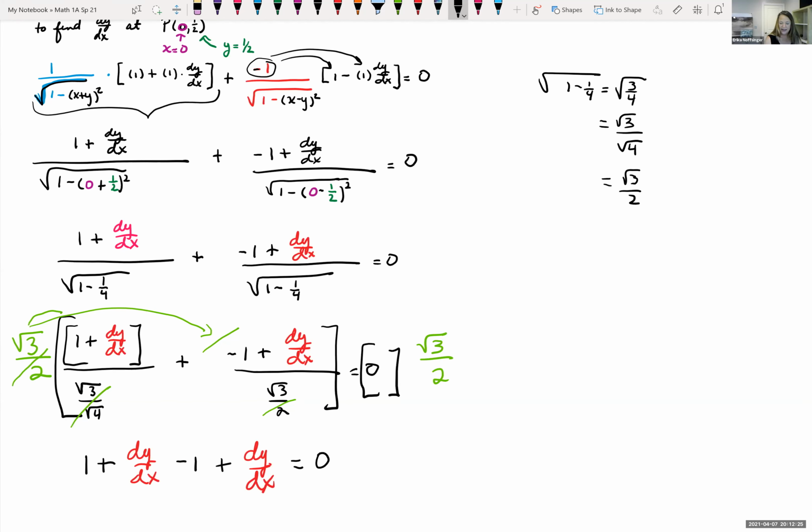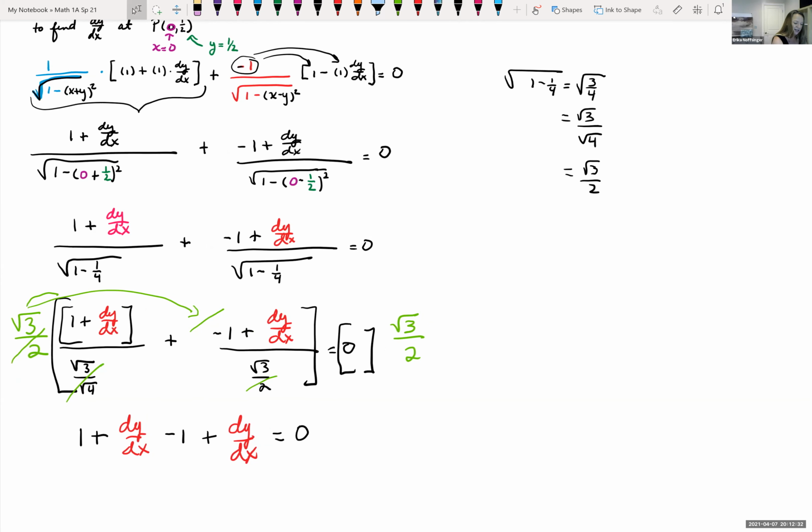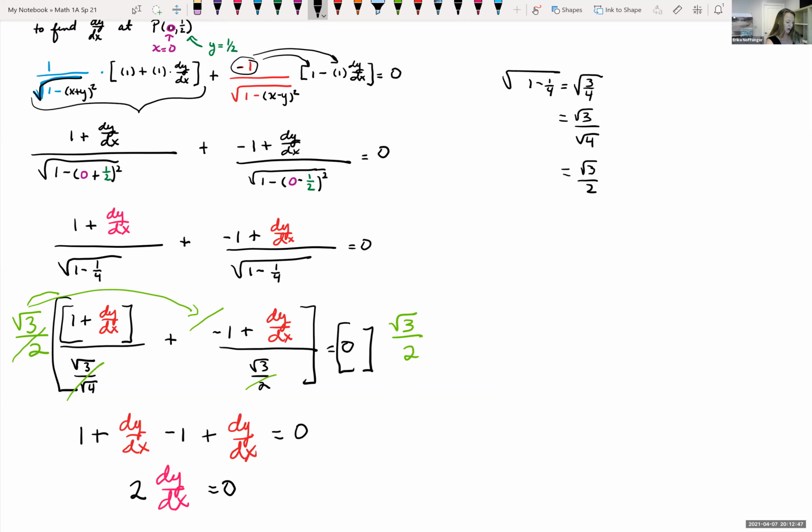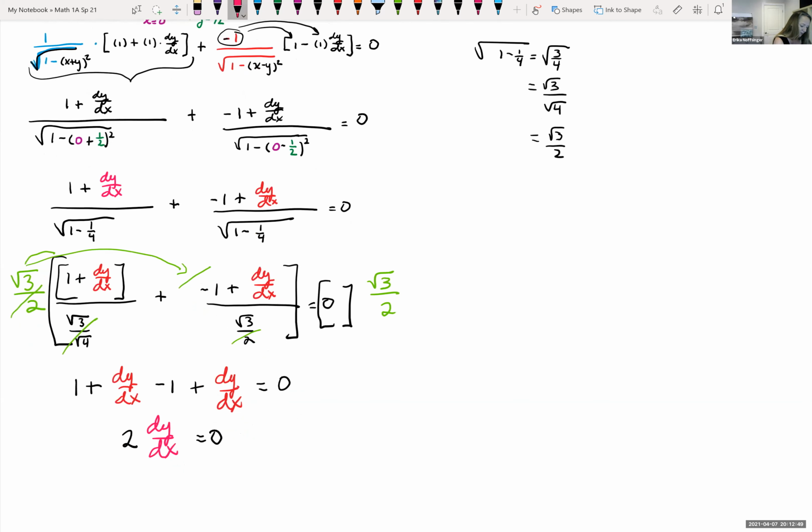If I combine like terms here, 1 minus 1 cancels. We have dy dx plus dy dx. That's 2 of those, 2 dy dx is equal to 0. So if I get dy dx by itself and I divide both sides by 2, 0 divided by 2 is still 0. And so I find that the derivative of y with respect to x at that point is 0.